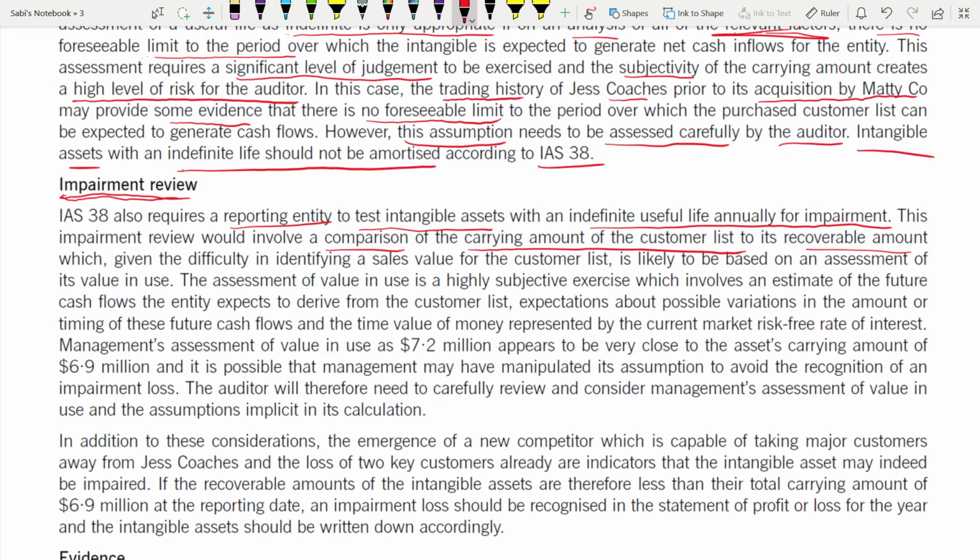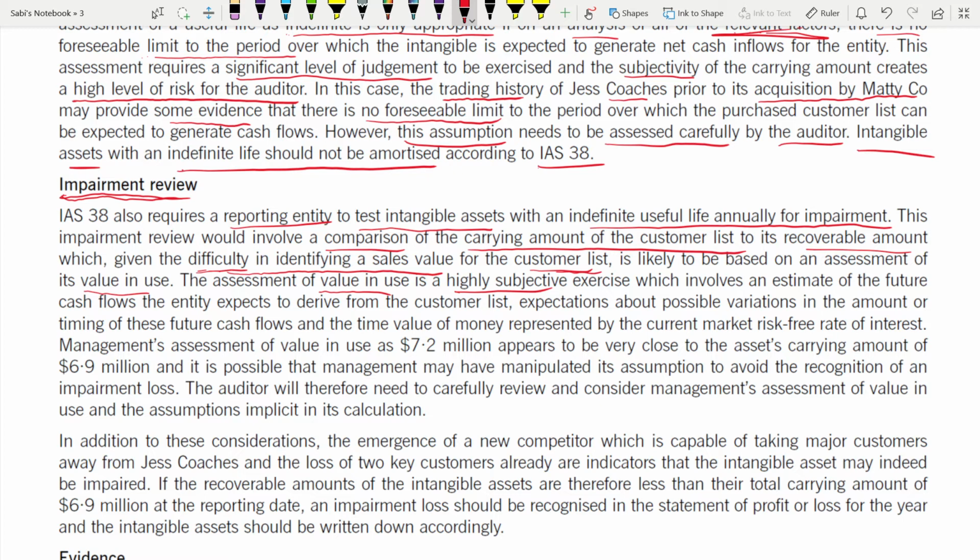Which, okay, is hard to find out. Why? Because there was a difficulty in identifying a sales value for the customer list. That means finding the recoverable amount is hard in this case. They couldn't predict. So given the difficulty in identifying a sales value for the customer list, it is likely to be based on an assessment of its value in use. So the recoverable amount we know is the higher of fair value less cost to sell or value in use. Fair value less cost to sell we couldn't predict because the sales value we couldn't predict for the sale of the customer list, but value in use is given. So we definitely have to take that value in use only now. There is no other option. So the assessment of value in use, even this value in use that you are taking, is highly subjective. Okay.